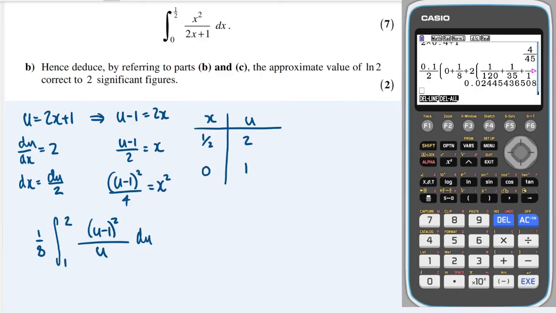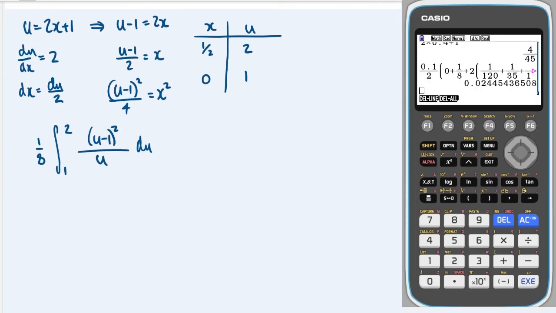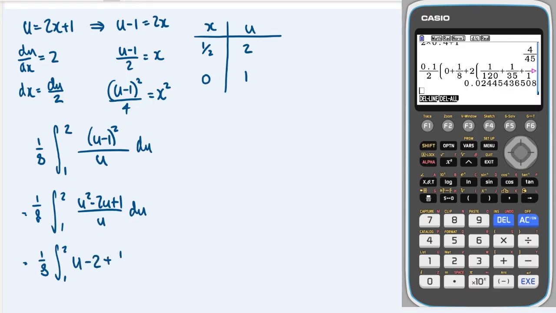Okay, great. Now, an integral like this, it's not pretty. You just need to expand the top and then divide through by u. So, whoops. Right, so that's going to be 2, 1. We're going to get u squared minus 2u plus 1 over u. So that's going to be the same as u, because u squared divided by u is u, minus 2, and then plus 1 over u. Okay, great.